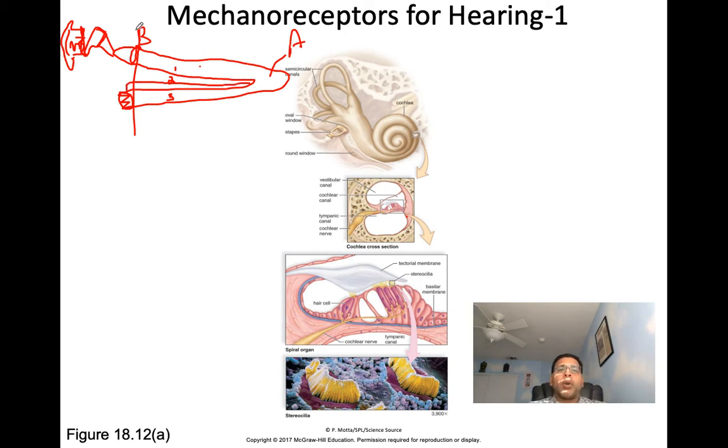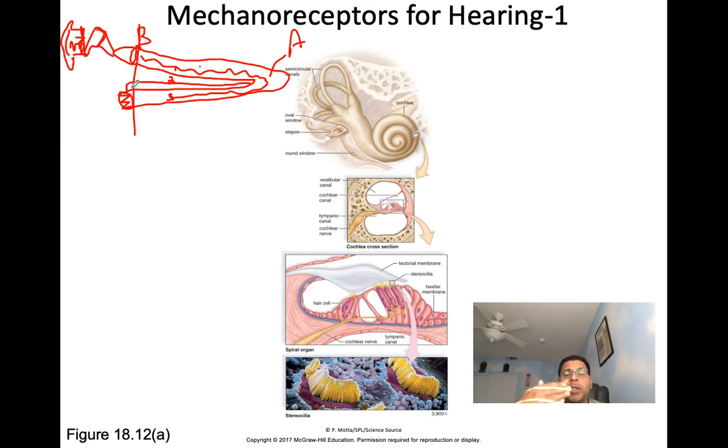So now we're going to see, we said, when vibrations make their way in, they're going to move this malleus, which will hit up against the incus, which will hit up against the stapes, which will hit up against the oval window's membrane, getting this perilymph fluid moving. So now, if those sounds are sounds of low intensity, they're going to make their way all the way through the vestibular canal and around the tympanic canal, not getting this organ of Corti to move, to vibrate, not getting the basilar membrane to vibrate.